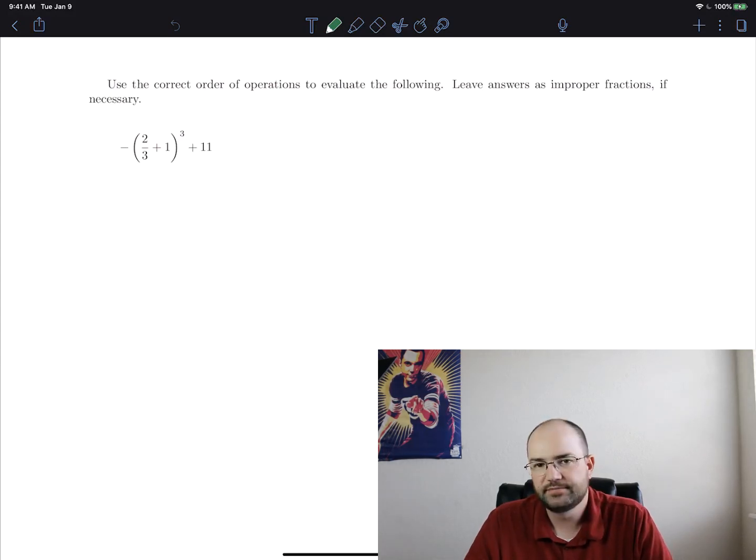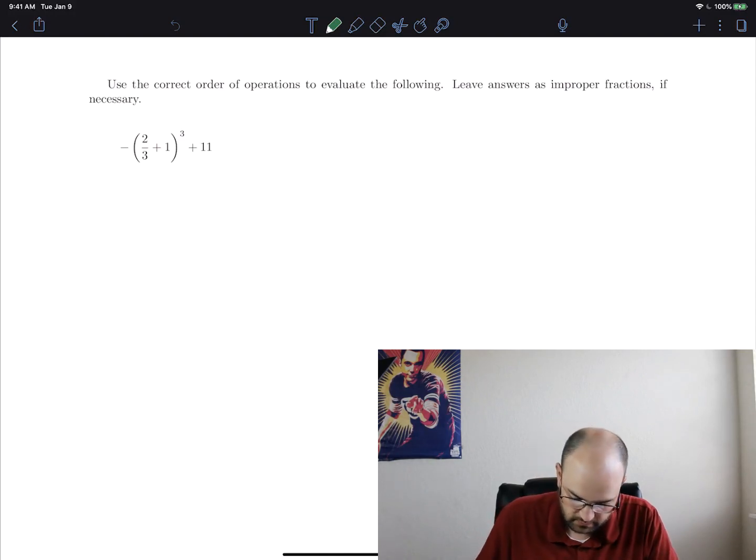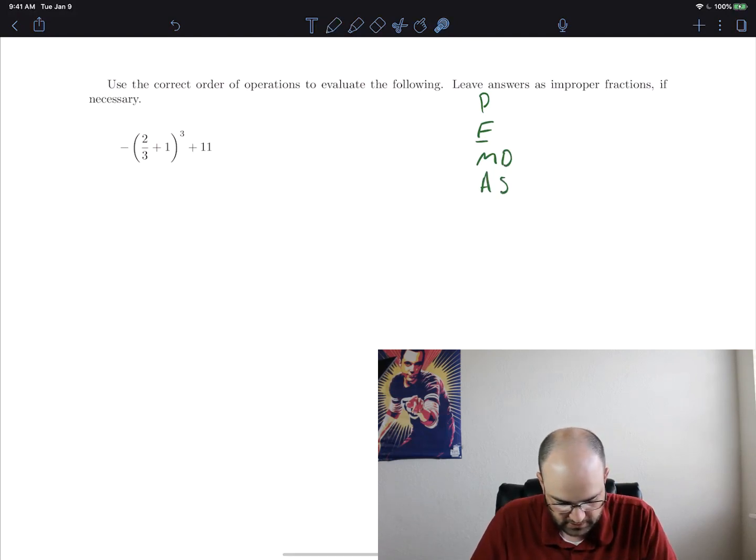Hello. In this example, we want to use the correct order of operations to evaluate the following. Leave answers as improper fractions if necessary. Okay, so again, the order of operations. There is a set of parentheses here, 2/3 plus 1.